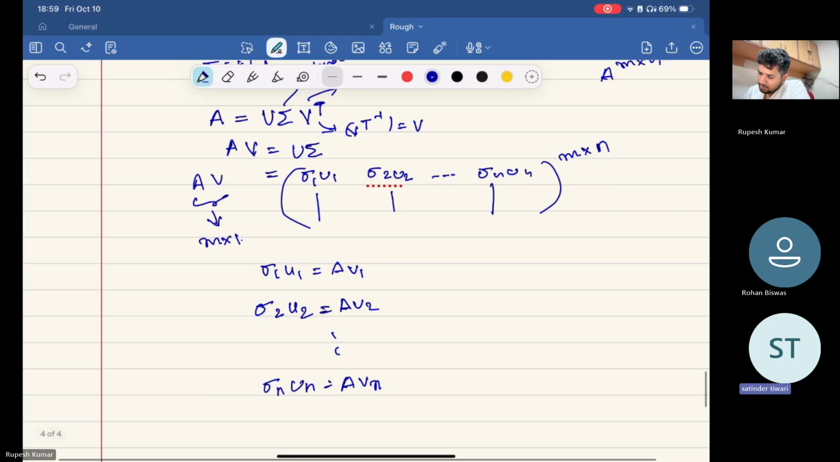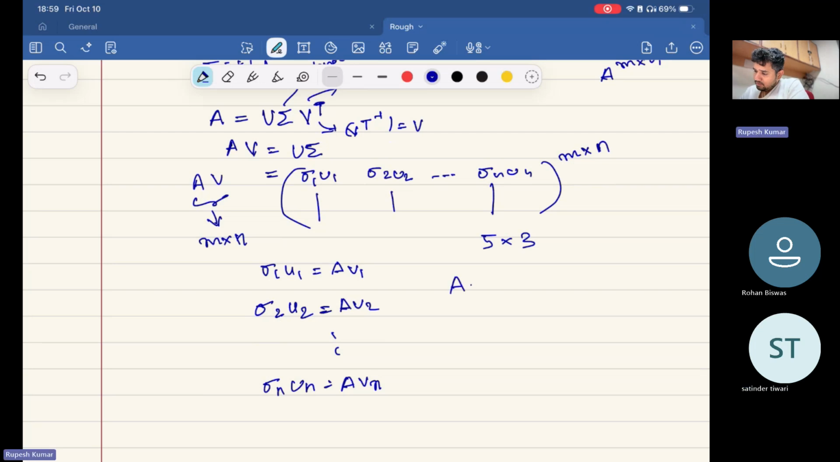I thought the dimension of U will be more. Like suppose the matrix is 5 cross 3. So the dimension of U will be 5 cross 5. So let's do this. What is the AV matrix? How will it look?